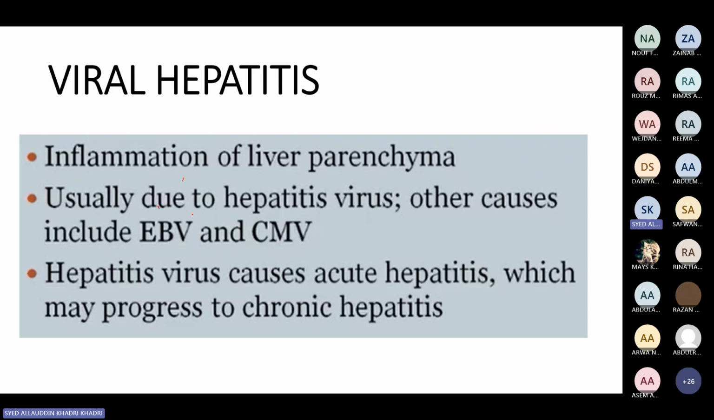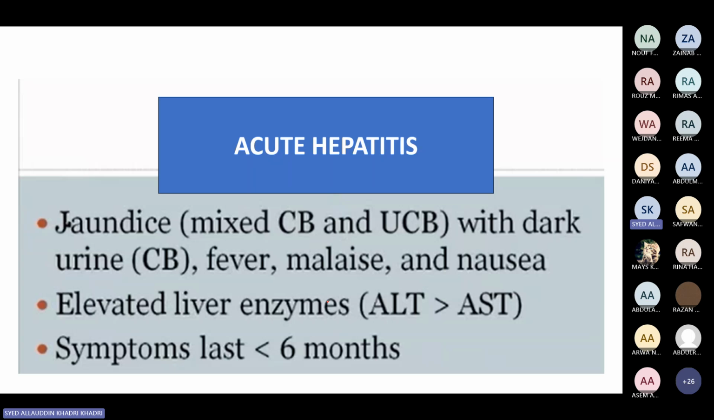Viral hepatitis is usually caused by the hepatitis viruses, which I've already showed you: hepatitis A, B, C, E, and D. Apart from that, questions will come on the Epstein-Barr virus and the cytomegalovirus. So viruses cause acute hepatitis and chronic hepatitis, as we have seen in the Ibrahim case. Acute hepatitis means there's a mixed conjugated and unconjugated bilirubinuria with dark urine. Remember, this is very important as a clinical scenario.